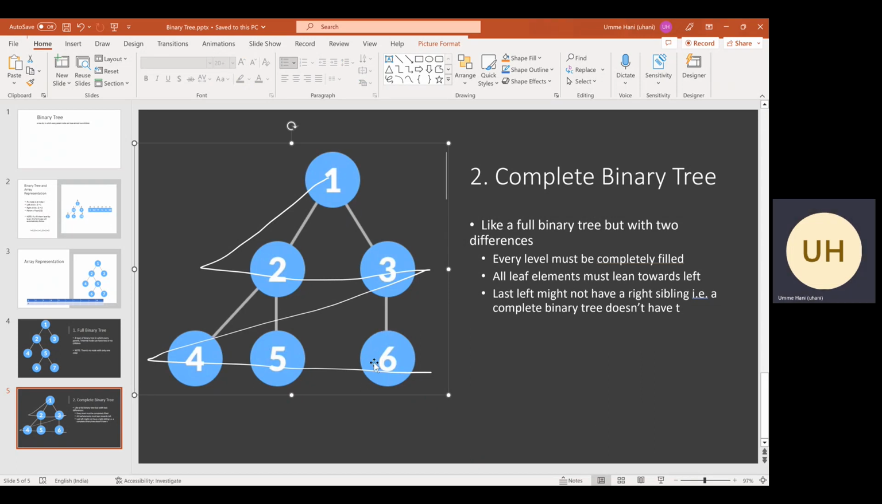What that means is this is the last left leaf. So this last left leaf can have a right side or it cannot have a right side. Either way, this will still be a complete binary tree. So that's it for today.